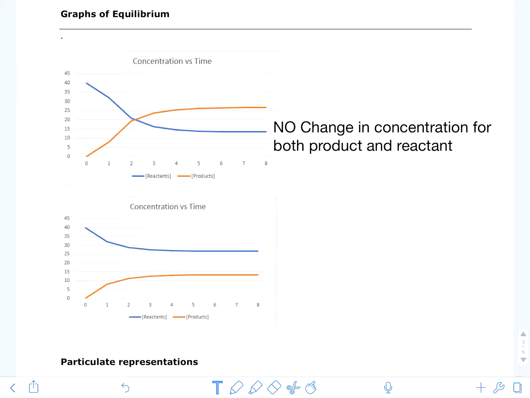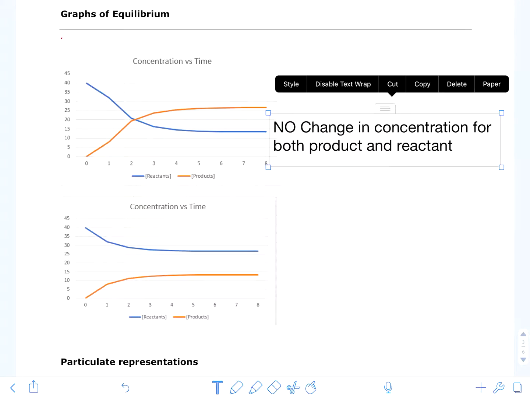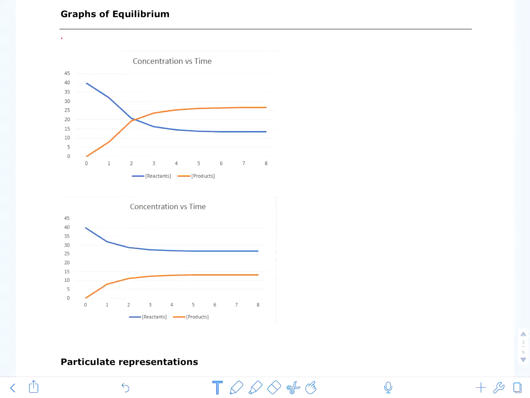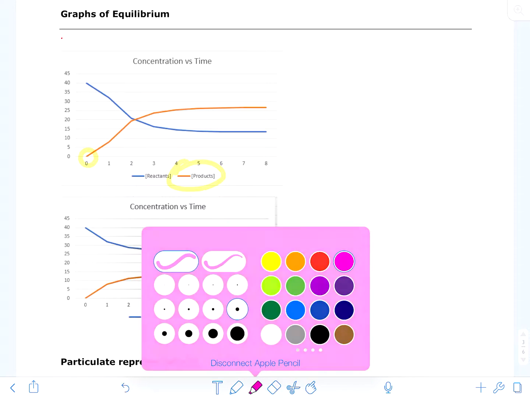Okay, so I have two graphs here. What's happening here is products at the beginning of a reaction are 0. And that's to be expected because we're not preloading a beaker full of material with a product. We're starting off with just reactants.